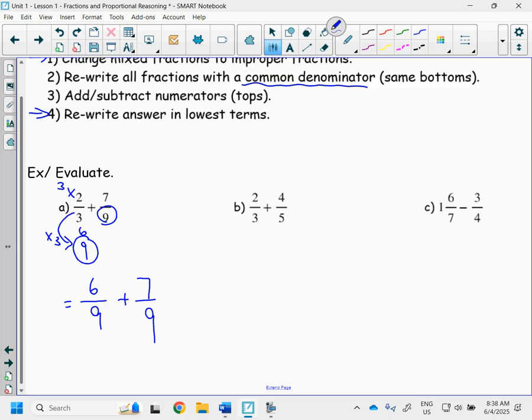Now I'm just collecting the things that go together. I'm collecting my ninths together. I got 6 of them and 7 of them, and it makes 13 of them. And this question doesn't reduce, so we're all done.